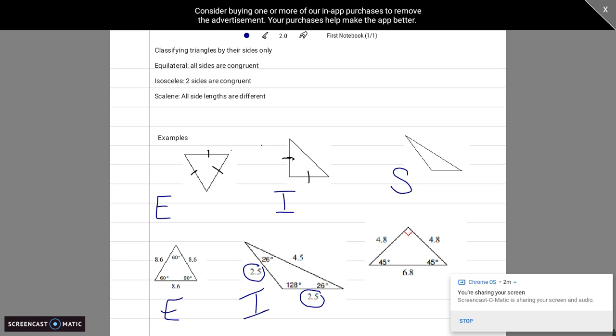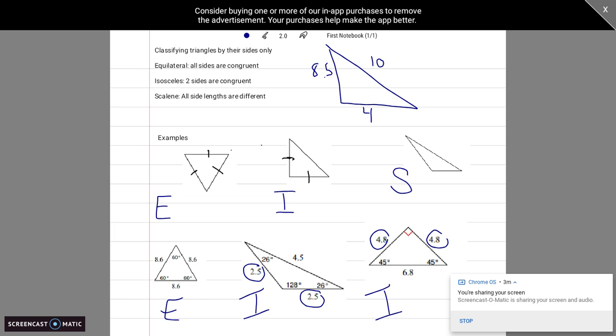And the last one, I have 4.8, 4.8, and 6.8. Because these 2 sides are exactly the same, this is also going to be isosceles. I'm going to draw an example in the top right corner of something that is scalene, because we didn't see an example here. So let's draw my little triangle. I have a measurement of 10, 8.5, and let's say 4. Doesn't have to be perfect.